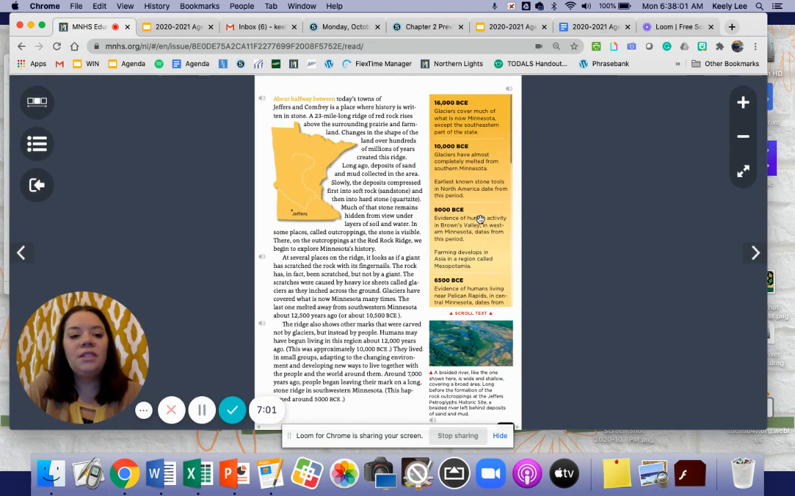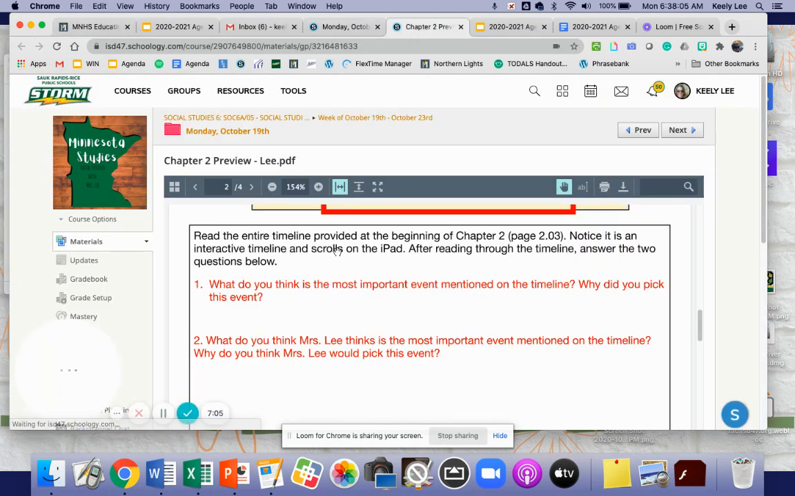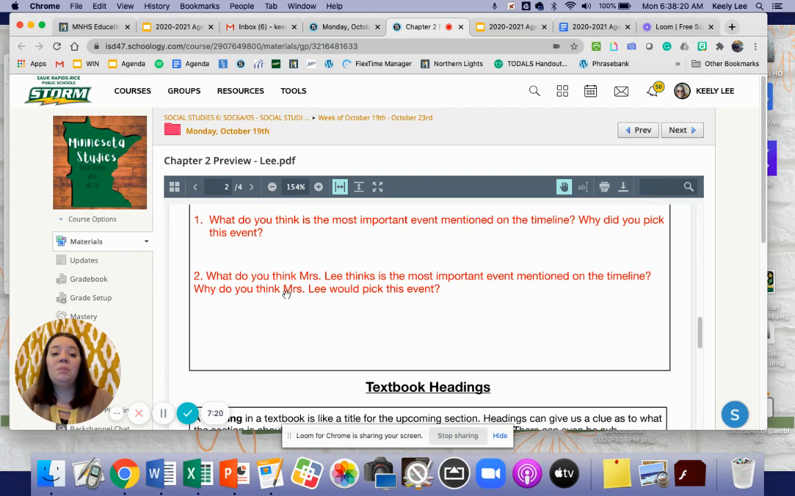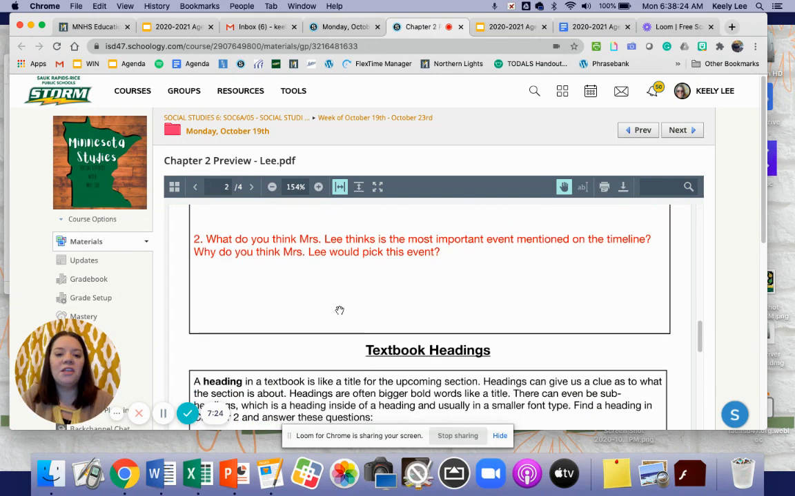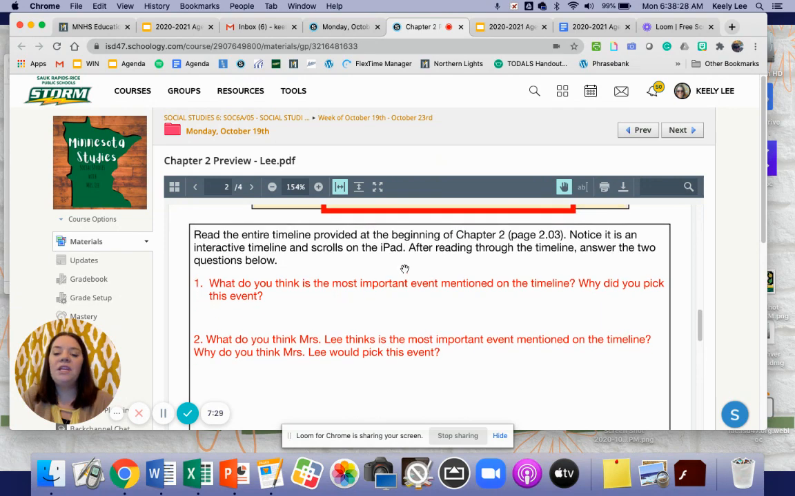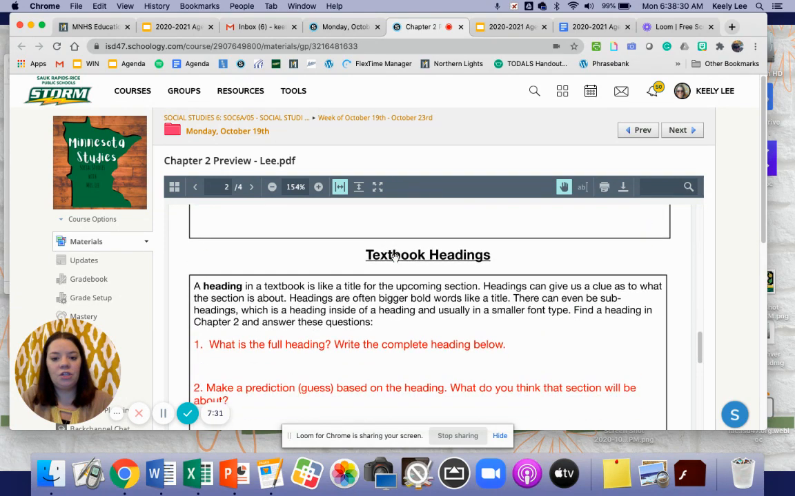So once you are done reading all the events like our worksheet told us to, you're going to pick one event and write that down here. And it's the most important event mentioned in the timeline. And why did you pick this event? Then you're going to pick what you think I might think is the most important event, and why you would think that is the most important event. Okay, so some time reading that timeline and then answering these questions.